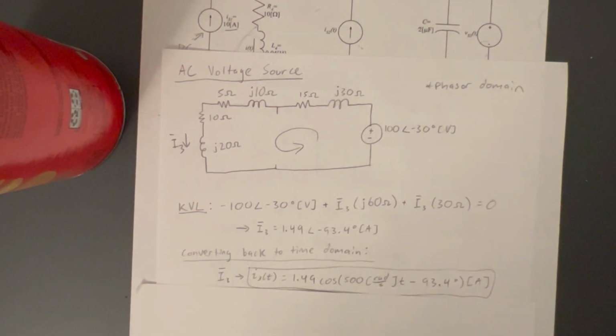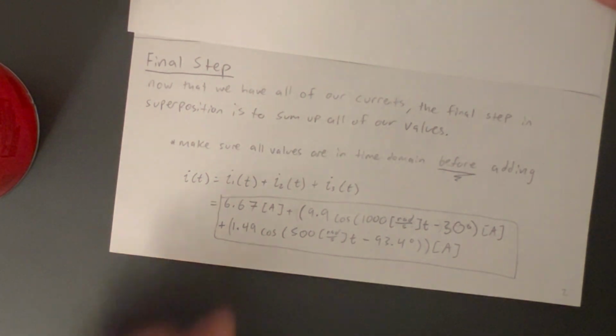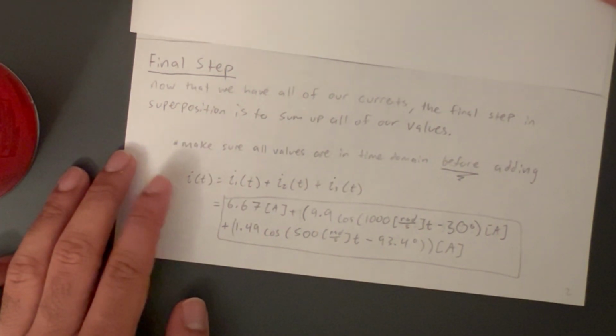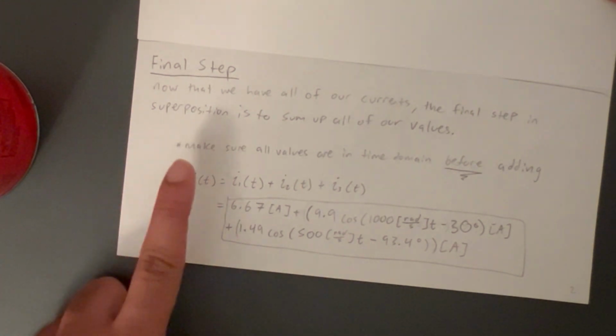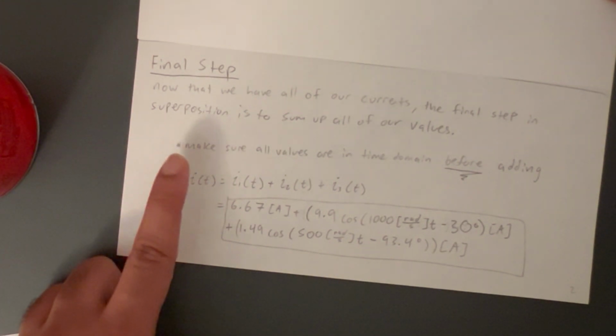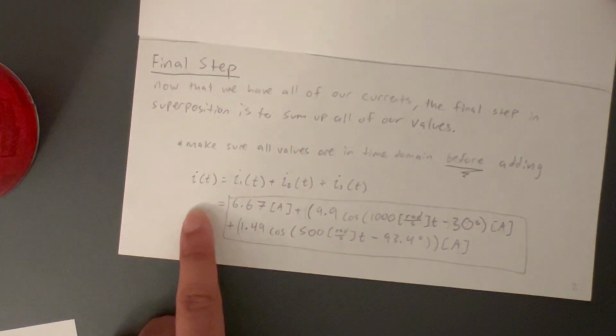So now that we have all three values for the current, we can go ahead and add them up. The final step in superposition is to sum up all the values. One very important thing to note here is that all these values must be in the time domain before adding them up, or else we'll get the wrong answer.